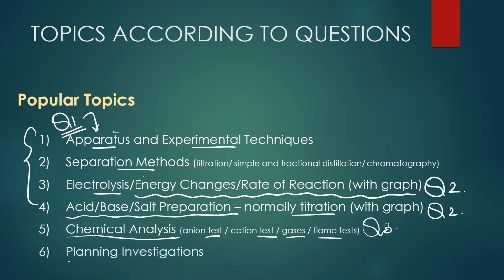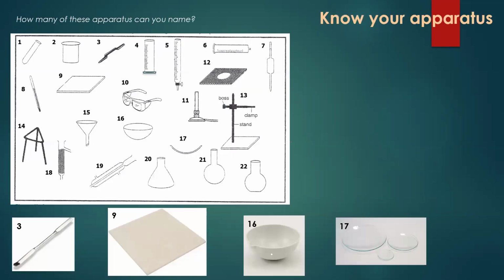Then you have the last question, which is planning and investigation questions. I'm going to give you some points to attempt this question also. So this is question number 4. Let's start. First of all, you need to know all of these apparatuses. How many of these apparatuses can you name?